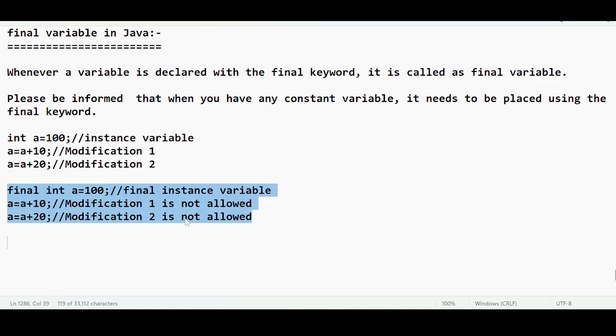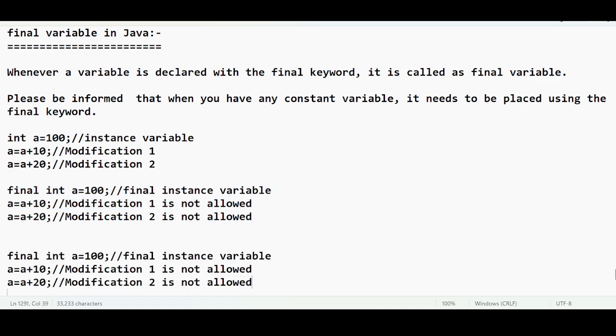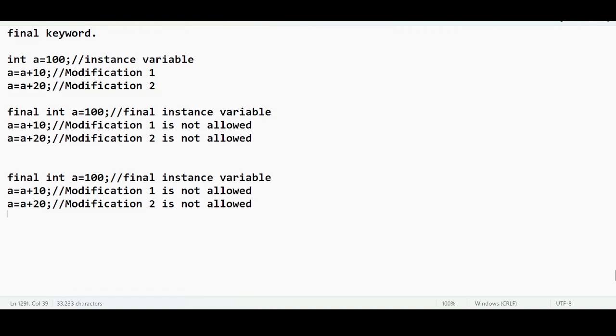So by looking at this, I can say that it is a final instance variable. Likewise, there is another variable where the static keyword and the final keyword go together. Now this becomes a static final variable. Even for the static final variable, modifications are not allowed. Once you see the final keyword, modifications are not allowed.